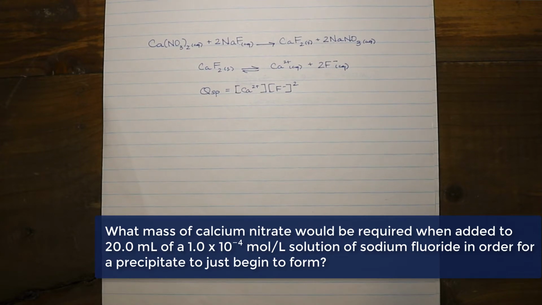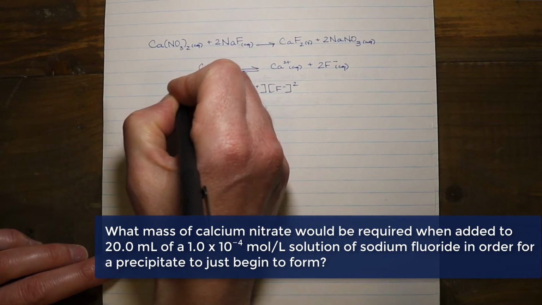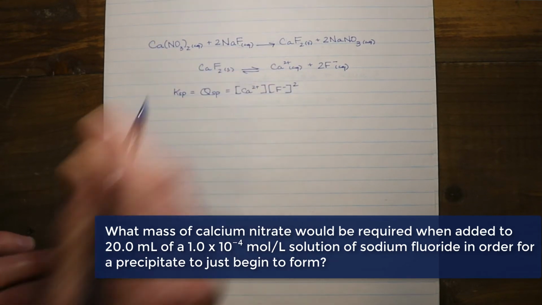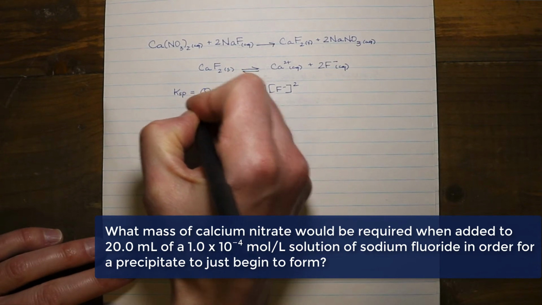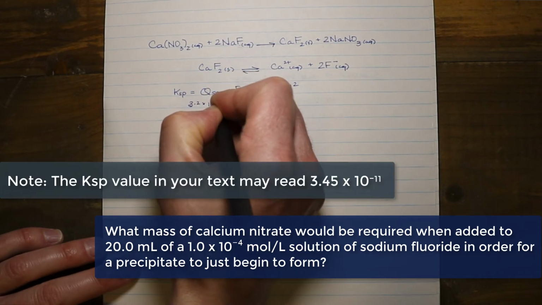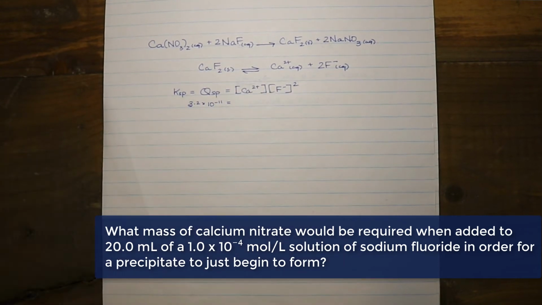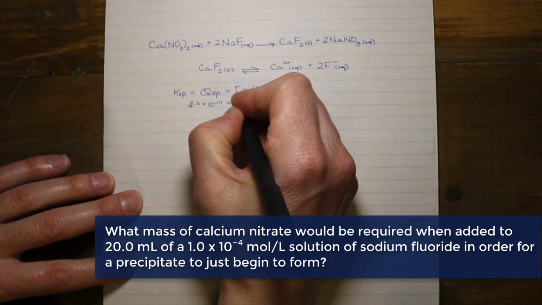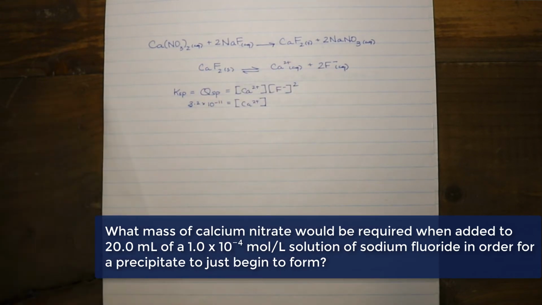So if that's the case, then we want to have the concentration of the calcium ions and the fluoride ions squared equal to the solubility product constant. So we know at this point what the Ksp is going to be. Now what we have to do is try and establish what these two concentrations are. Since we're trying to figure out the amount of the calcium nitrate that we're going to have to add, it is the calcium ion concentration that we are trying to figure out here. So this is actually going to be our unknown that we're trying to solve for.